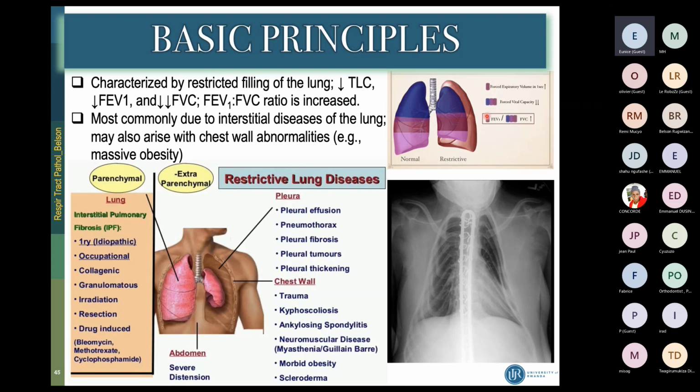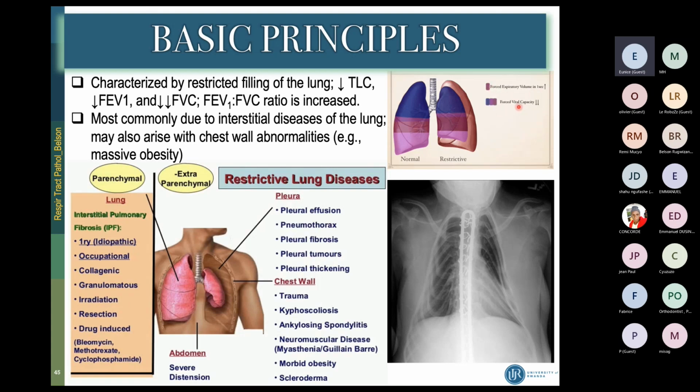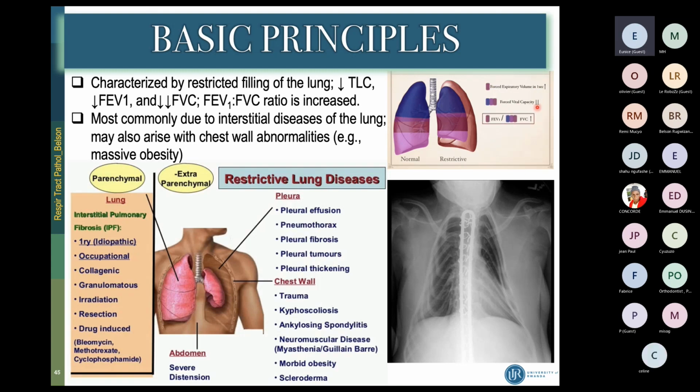Jango hano kuri diagram wagenda bibona forced expiratory volume in 1 second. So it is presented here. So the forced vital capacity is very much decreased, and the ratio of forced expiratory volume to forced vital capacity is very much decreased. So I think this you have seen it also in the previous diseases.